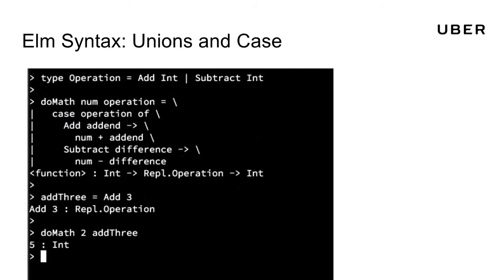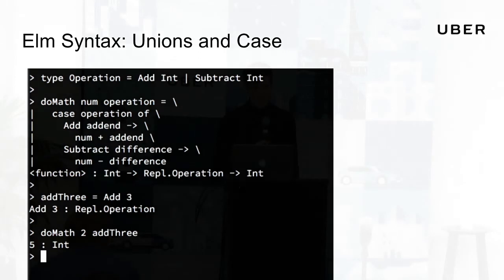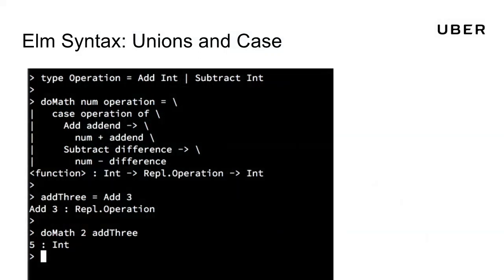All right, unions and case. This is the last major thing that I'm going to talk about, and then we're going to see an actual application. Unions, you can think of as just a really fancy enum. One cool thing about a union type, it's technically a type, is that it can have values inside of it. So to go back to this silly calculator example, we could say operation, there are two types of operations. There's either adding or subtracting, and both of them have an integer inside of them.